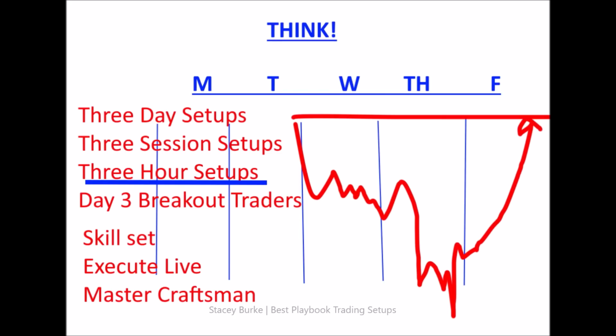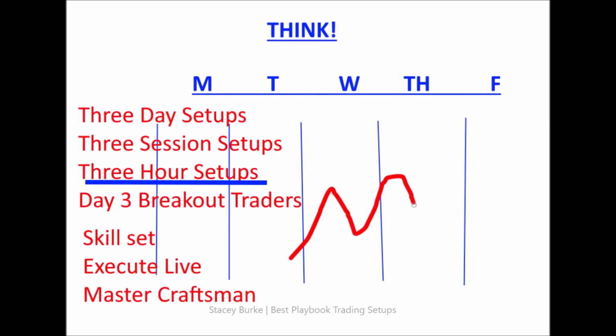And this can be over 3 hours. This can be over 3 days. This can be over 3 days between Monday, Tuesday, Wednesday, or Monday, Thursday. We can have a 5-day setup, Monday, Tuesday, Wednesday. Again, if we get a day 1, a day 2, and a day 3 that doesn't go anywhere and then continues Thursday, Friday, guess what day 3 is?